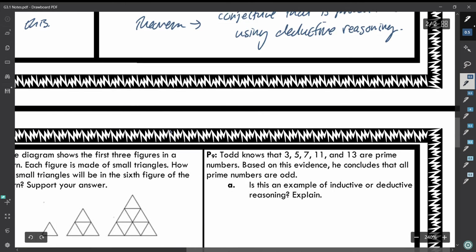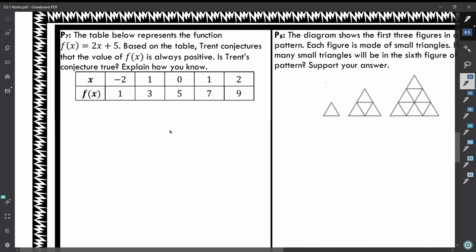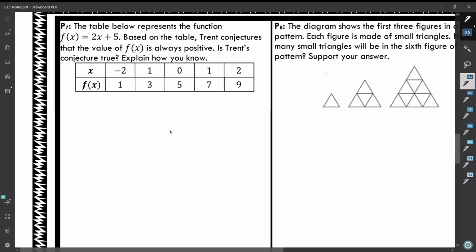Okay, so let's look at some stuff. I'm back. P7. The table below represents the function f of x equals 2x plus 5. Based on the table, Trent conjectures that the value of f of x is always positive. Is his conjecture true? And explain how you know. So look in here, you say it's always true, okay? But he's only tried 5 x values and found that they're all positive. So I'm gonna guess that it's false.